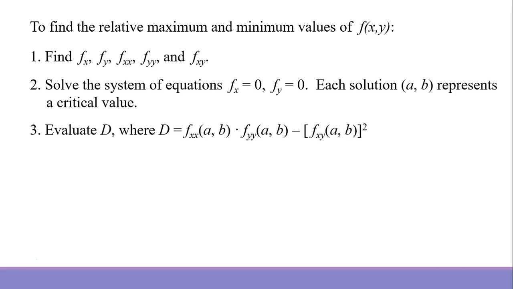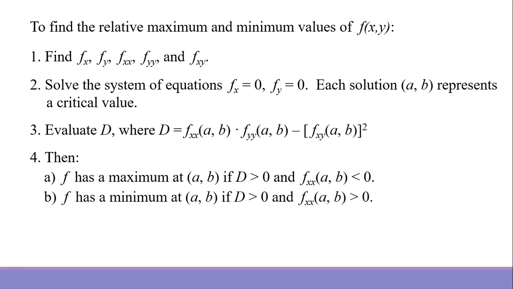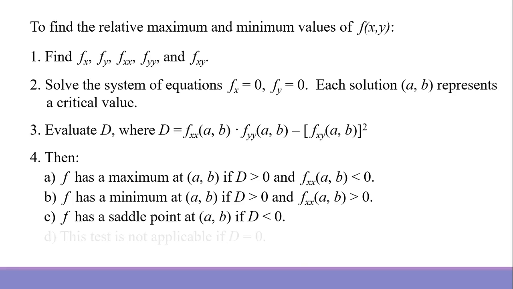Then we'll find a number that we're going to call d. D is a number that we'll get by substituting the critical value into our second partial derivatives and then coming up with a number that we can then use to determine whether we have a relative maximum, a relative minimum, or a saddle point. Now it's also possible that the value of d would be 0, and in this case we really can't say whether that critical value represents a relative maximum or a relative minimum.